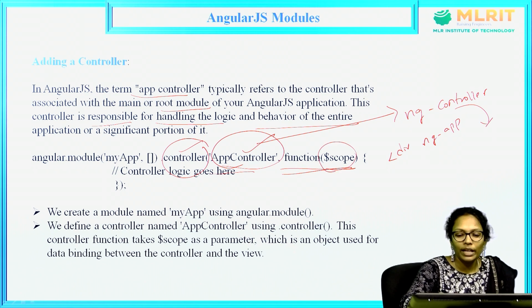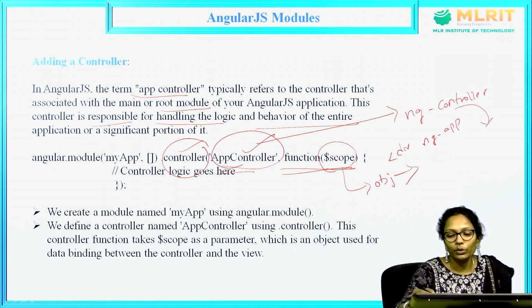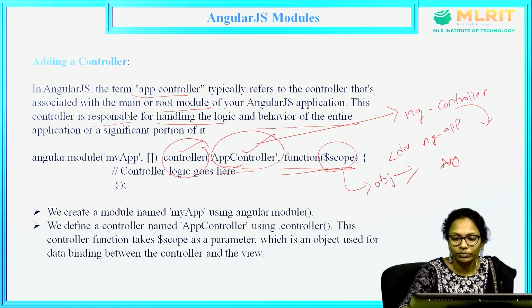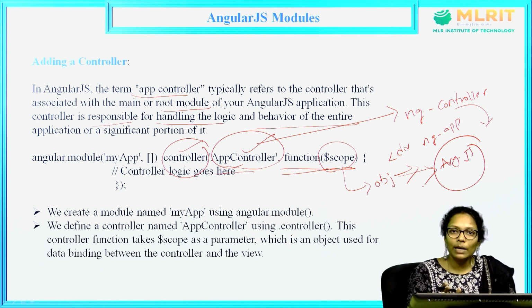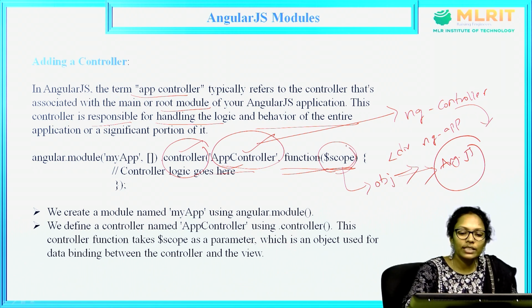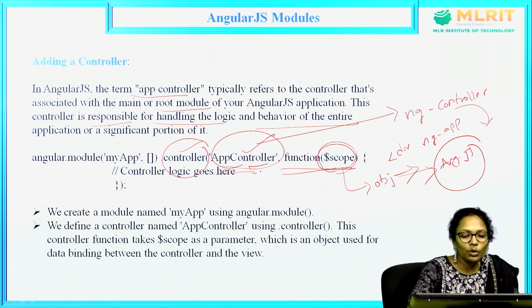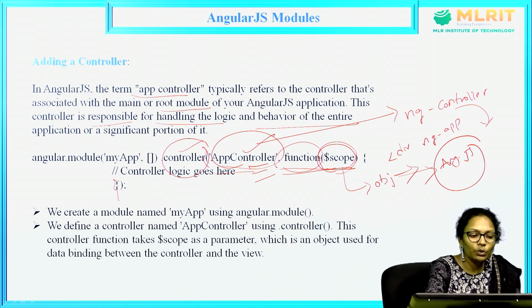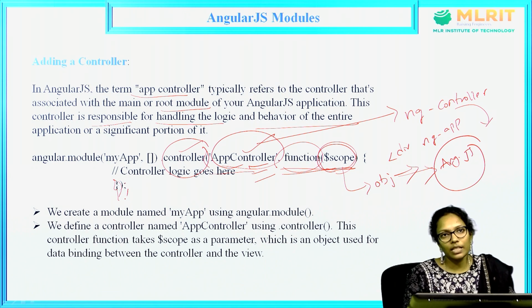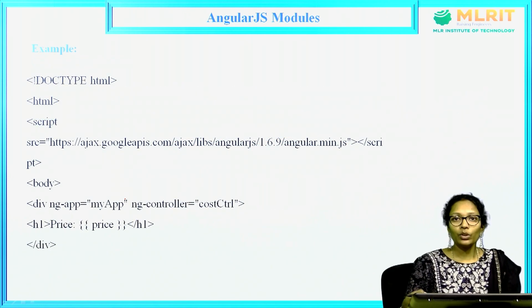So this name should match, and the second parameter is a function with one predefined parameter, that is $scope. Actually, $scope is an object which refers to your complete AngularJS code. Whatever application is there, this object will refer to that application. So now whatever is there in that application, I can access using this object. You can write the code, close your inner function, close your controller function, and close with a semicolon. So we'll see one example of how the controller will work.